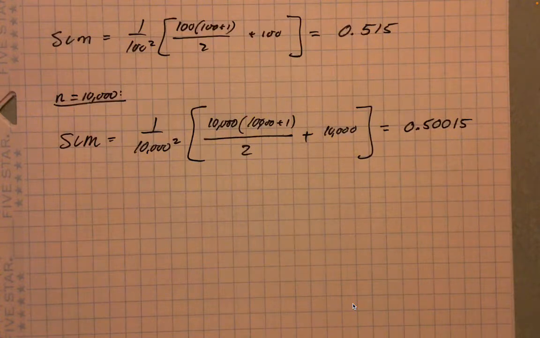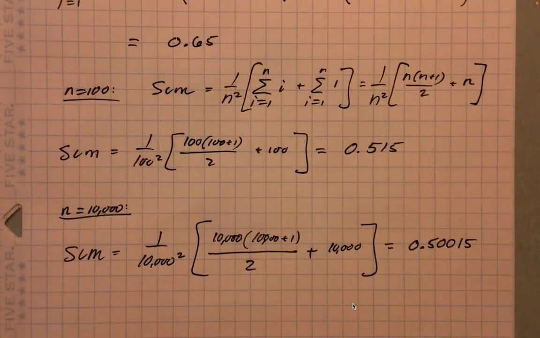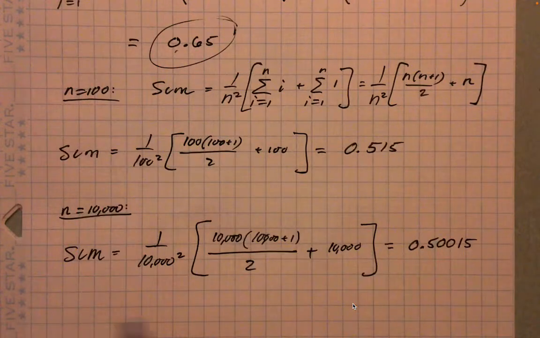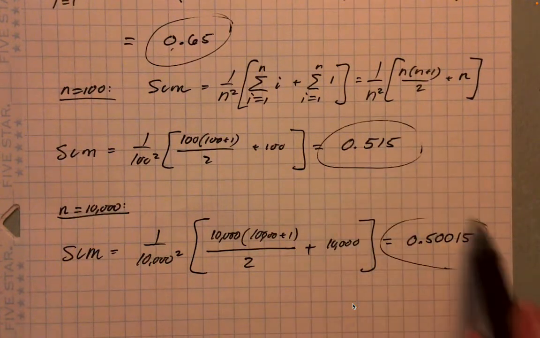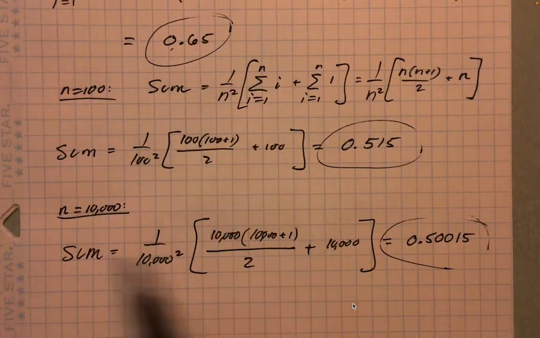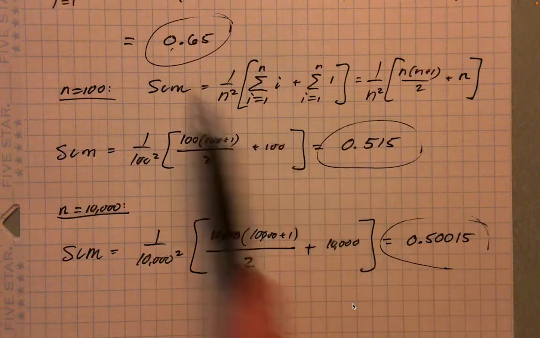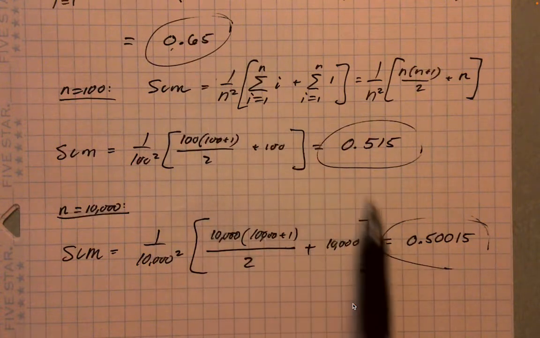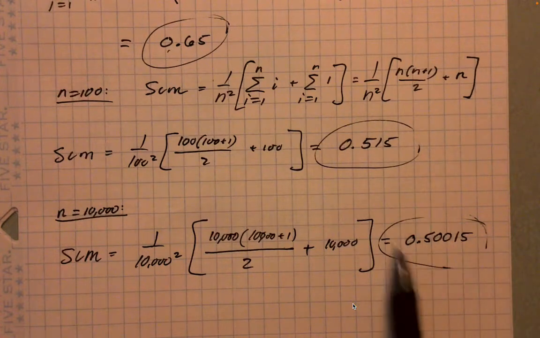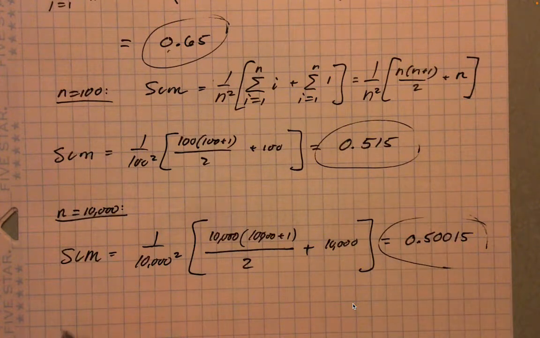Okay, and so interesting, you can see that as n increases very dramatically, the values of the sum do not change dramatically, relatively speaking, but it kind of looks like these sums could possibly be converging to 0.5.